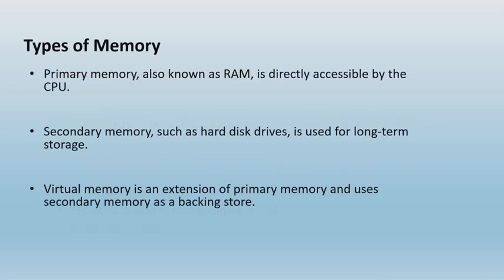Now coming to the types of memory. Primary memory and secondary memory are the two types. Primary memory, also known as RAM, is directly accessible by the central processing unit, that is CPU. And secondary memory, such as hard disk drives, is used for long-term storage. And there is an extension, that is virtual memory. It is an extension of primary memory, using secondary memory as a backing store.